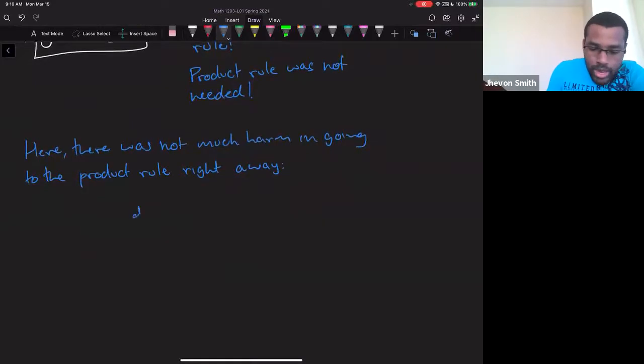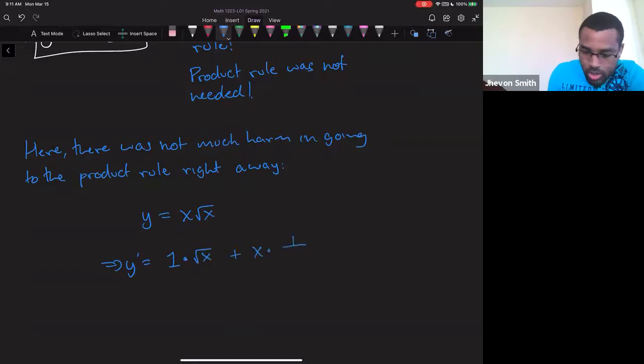So if I ask you, what was the derivative of y equals x radical x, you could have said, okay, y prime is going to be the derivative of the first times the second plus the first times the derivative of the second, right? And so this is just applying the product rule.